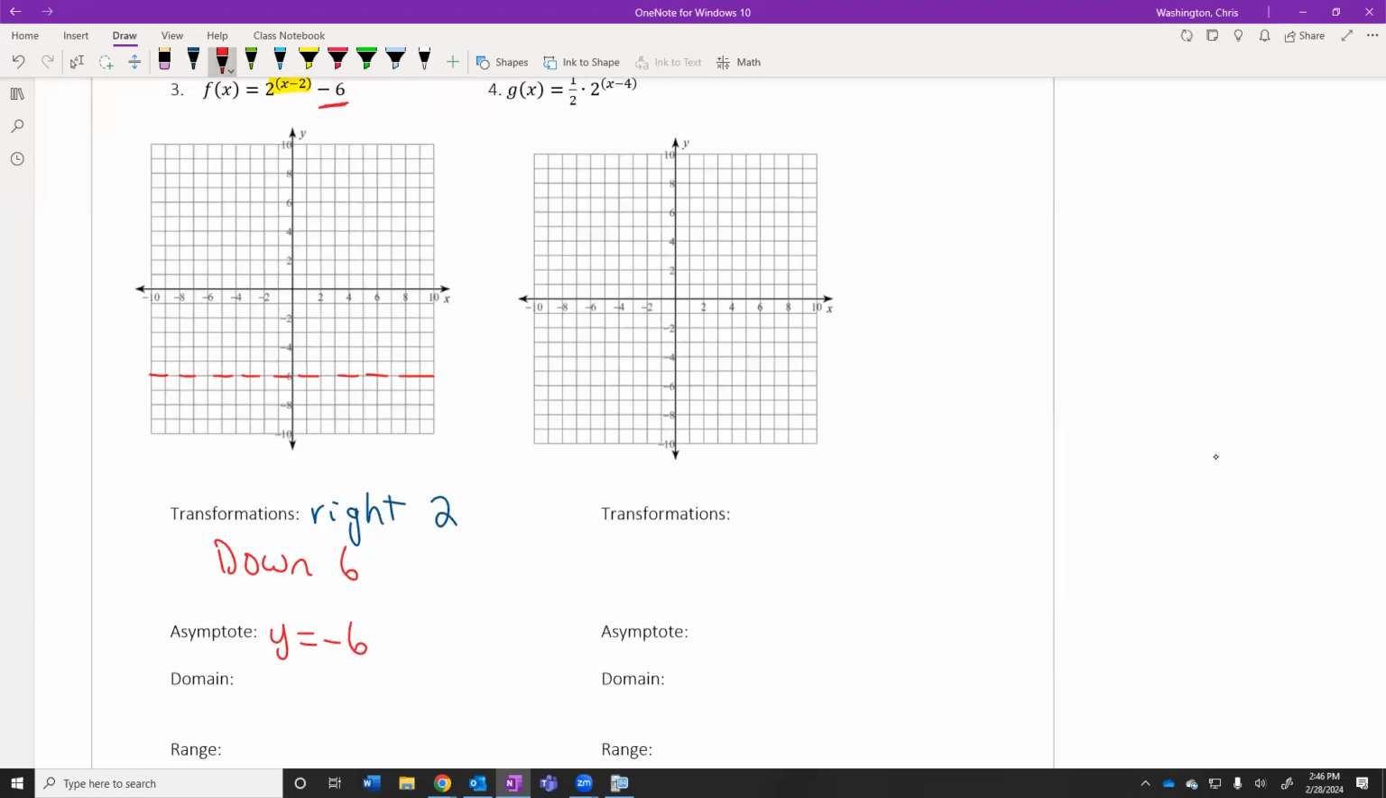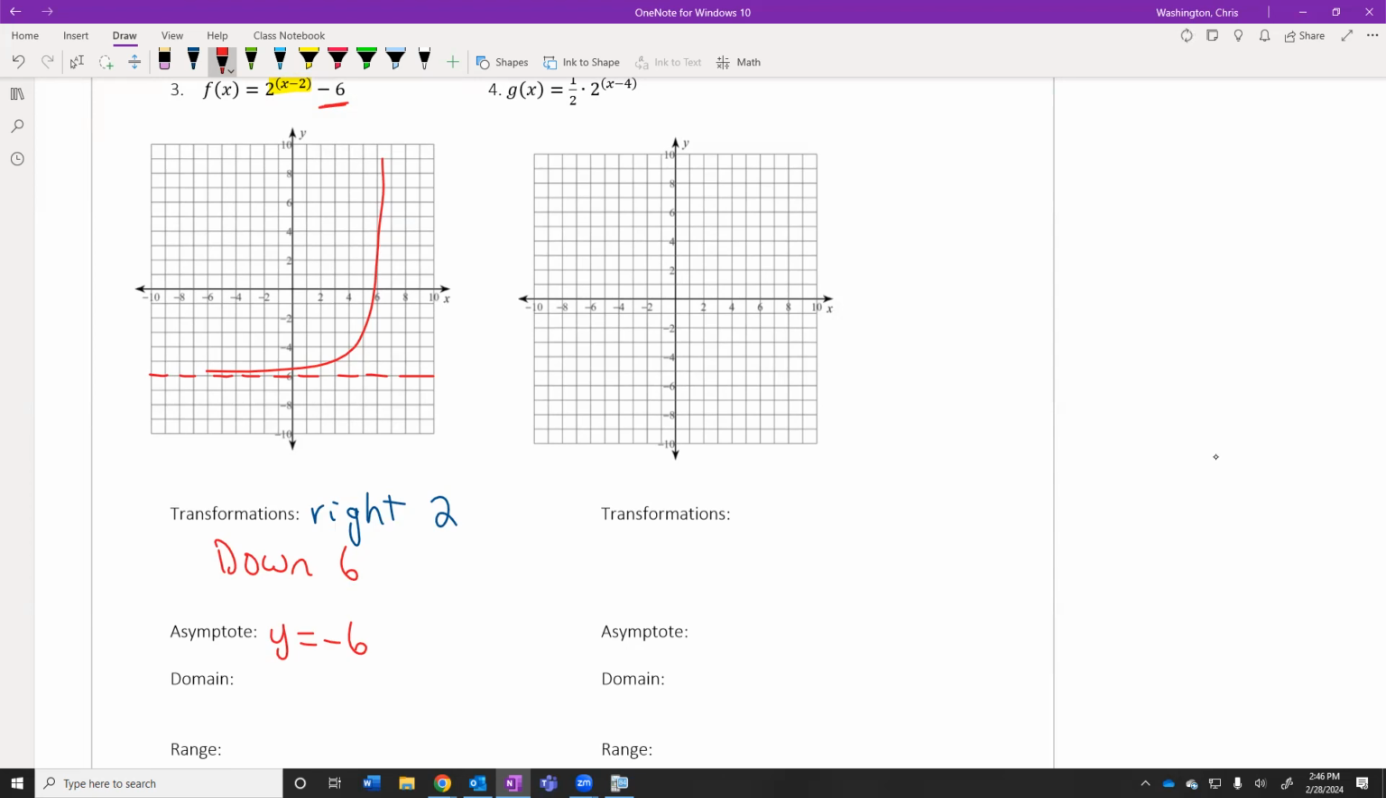Now, can we sketch a decent graph without plotting any points? The answer is yes, we probably could. I know it's been moved to the right 2, so my graph is probably going to look something like this, maybe, but that's not super accurate. But if we just wanted the general shape of the graph, and we're not really worried about the points being in specific places, that's pretty good, honestly. And that might be enough to get you the correct answer on a multiple choice test.